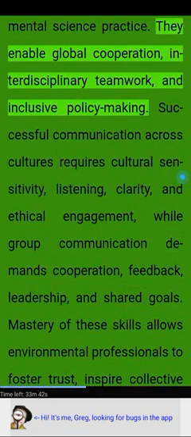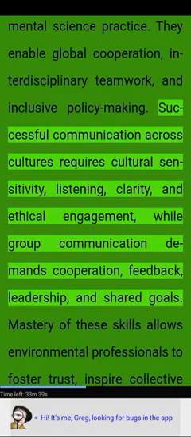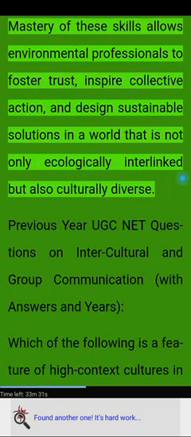They enable global cooperation, interdisciplinary teamwork, and inclusive policy making. Successful communication across cultures requires cultural sensitivity, listening, clarity, and ethical engagement, while group communication demands cooperation, feedback, leadership, and shared goals. Mastery of these skills allows environmental professionals to foster trust, inspire collective action, and design sustainable solutions in a world that is not only ecologically interlinked but also culturally diverse.